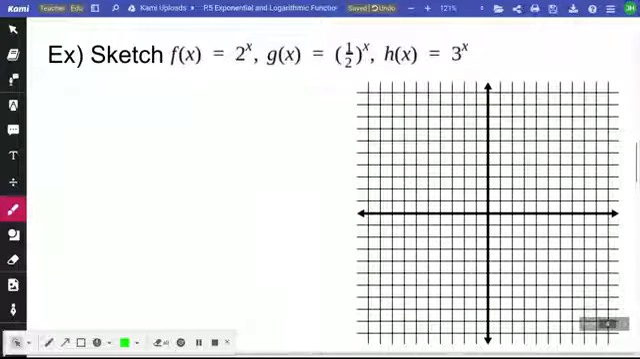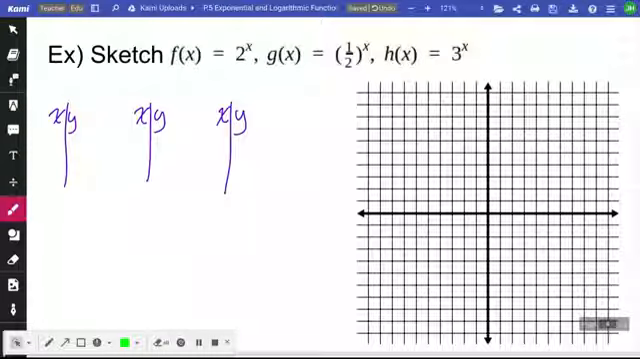All right, so we are going to sketch these. And a good way to sketch these is to make an XY chart. So I'm going to make an XY chart for all 3 of these functions, and I'm just going to label them at the top. We have 2 to the x, and we have 1/2 to the x, and we have 3 to the x.